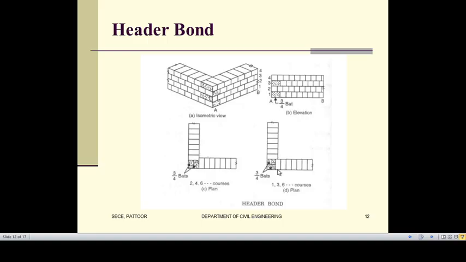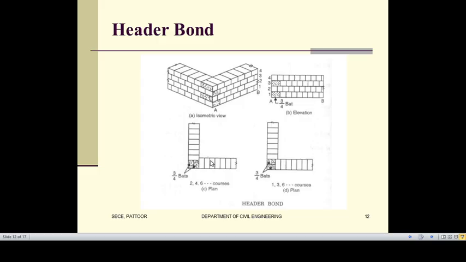Header is placed. So in order to fill the length of the brick, we will place two 3/4 bats. Okay, then all the bricks are laid with the header facing the direction of the wall, and in this direction also all the bricks are placed with the header facing the direction of the wall.